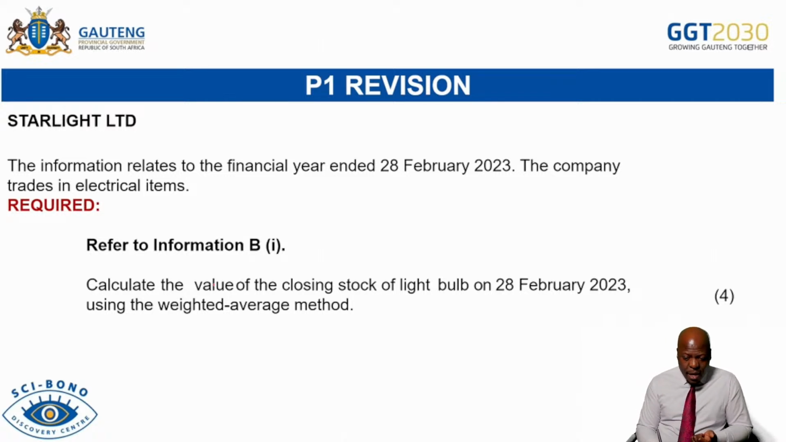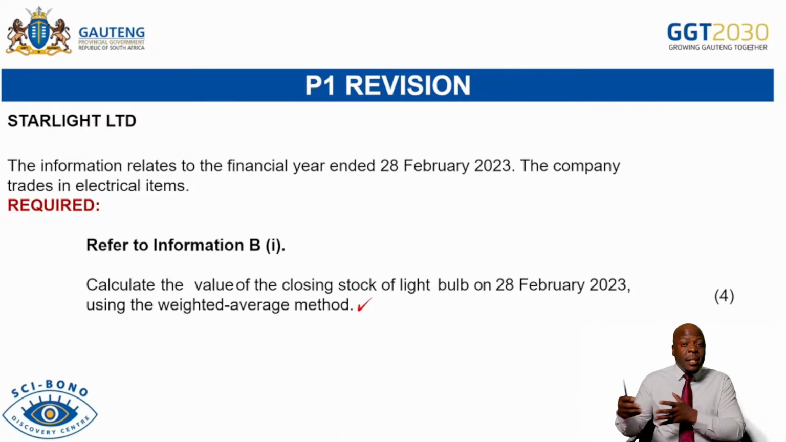And then it says, refer to information B. Calculate the value of closing stock of light bulbs on 20 February 2023 using the weighted average method. You will see with the recent past papers that the examiners have brought inventory valuation into paper 1. So you have to know your 3 inventory valuation methods: your specific identification, your weighted average, and your first in, first out. Because this can be tested even in paper 1, as they can be incorporated either in the statement of comprehensive income or in the statement of financial position, depending on how the examiner would want to bring these methods.